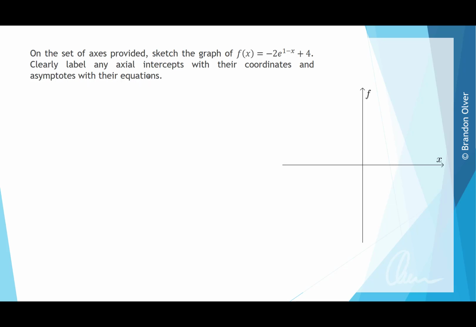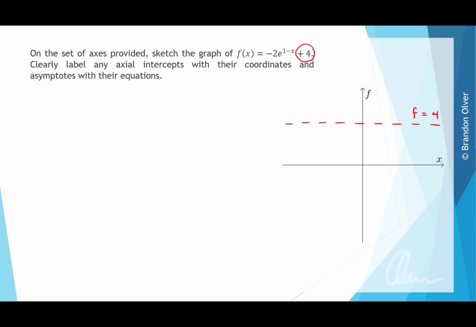So the first thing we're going to do is mark on the horizontal asymptote for this exponential graph. Because of the plus 4 here, we know that this graph has been translated 4 units in the positive f direction, which means our horizontal asymptote will now have an equation of f equals 4. So that will be this line here, and we draw our asymptote on with a straight dotted line, and it will have the equation of f equals 4.